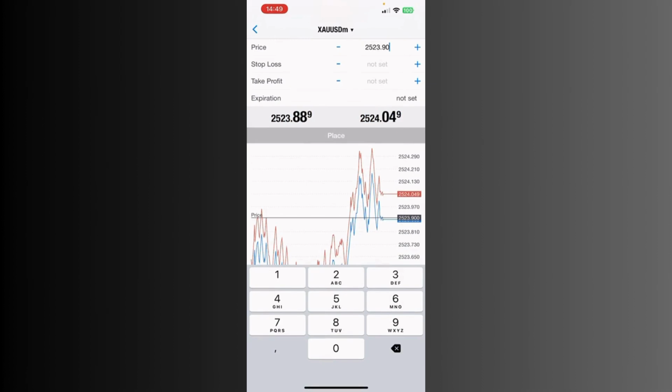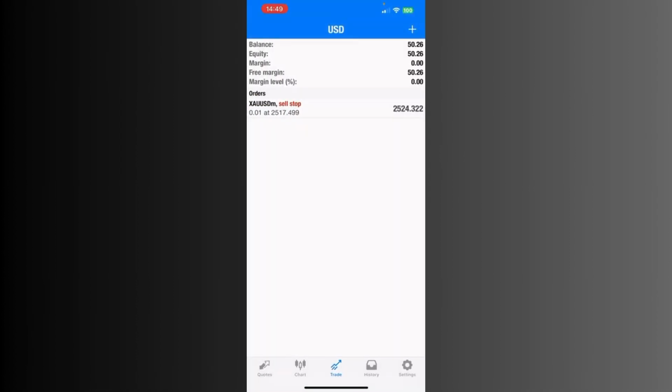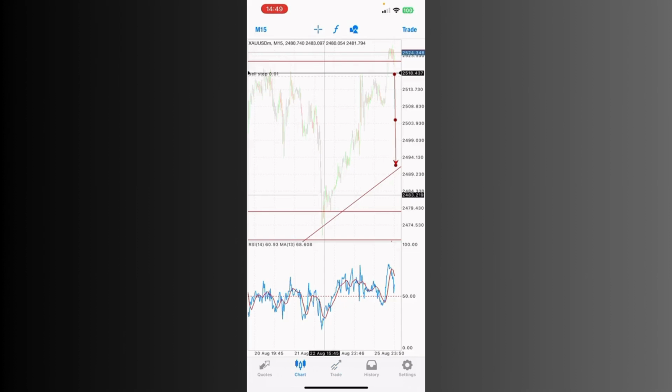All you need to do is come here, go to gold, press trade, and choose sell stop. Then you enter the price we want, 2517.499. Then you place your trade with a lot size of 0.01, or whatever lot size you want. But I will advise that if you have $10 to $20, you go with 0.01, because this is very volatile.